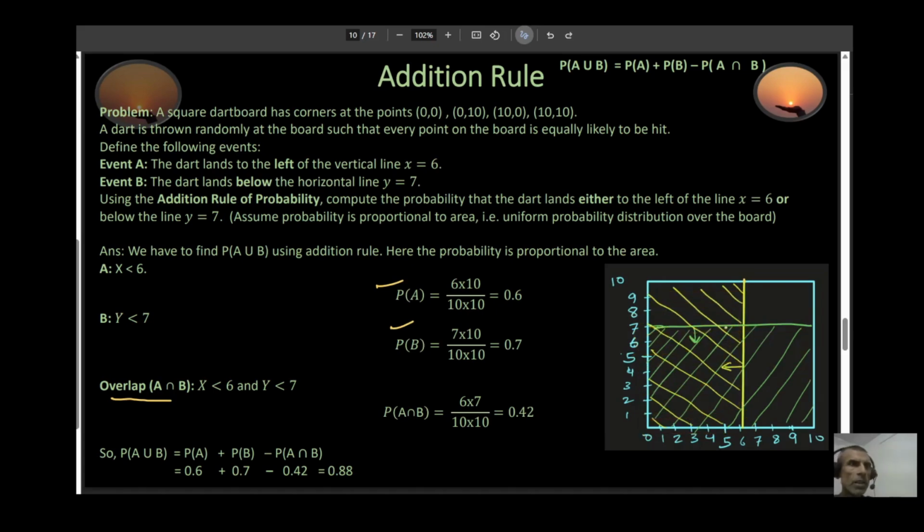Let me remove everything and just draw this line right here. So this is my A intersection B, where both A and B are overlapping. And what is the area of this? This is 6 times 7. So 6 times 7 divided by 10 by 10 is 0.42. So I know my probability of A intersection B. Using your regular formula, your answer would be 0.88.